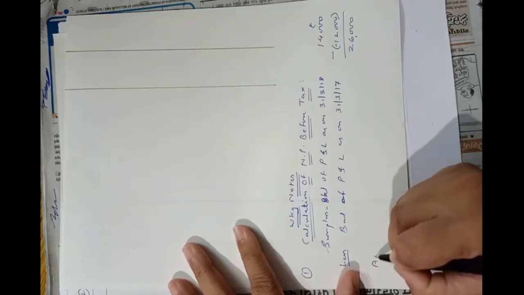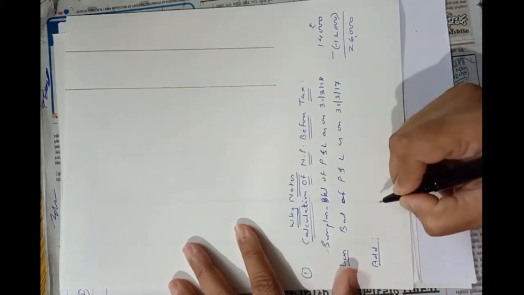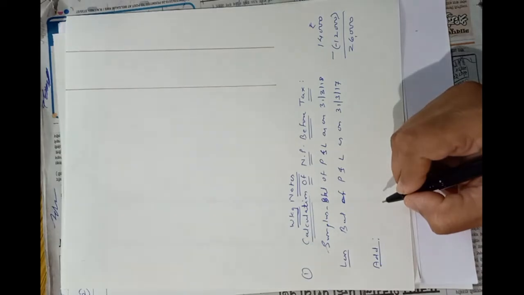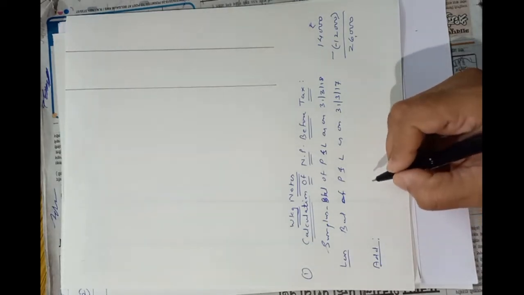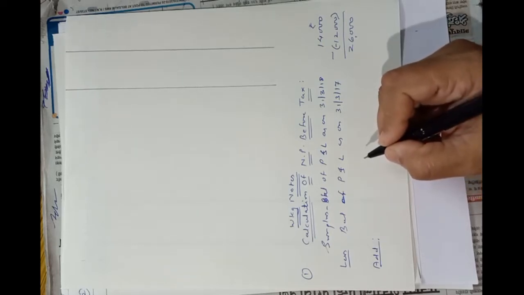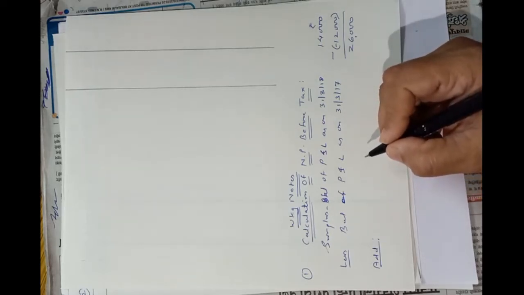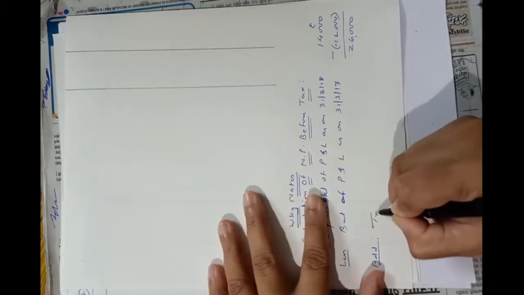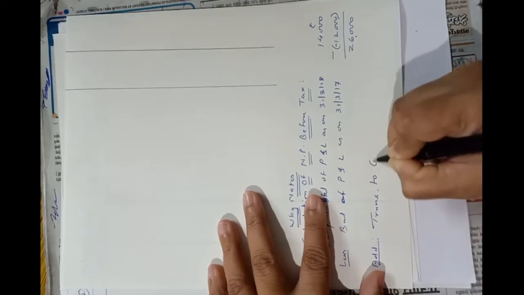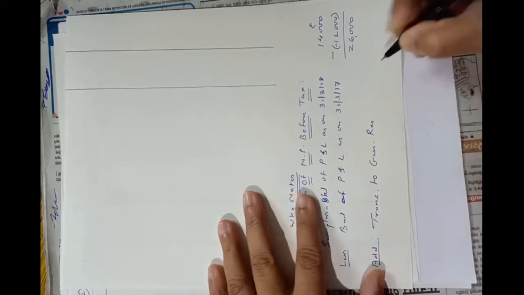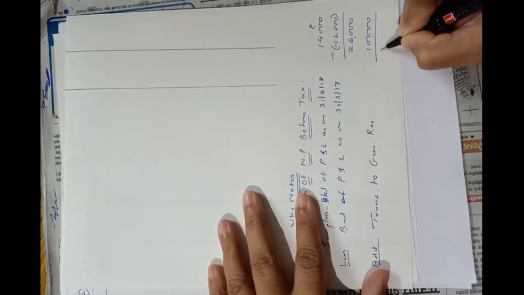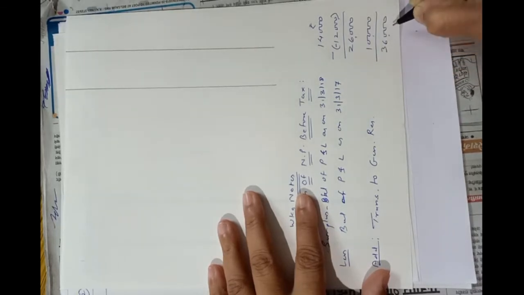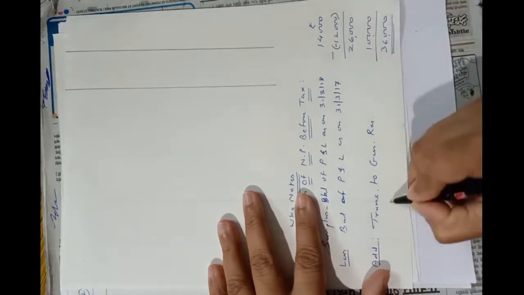Now in this amount we have to add amount transferred to general reserve. We have discussed the problem already and we know that on 31st March 2017 general reserve balance is 20,000 and on 31st March 18 it is 30,000, means 10,000 rupees were transferred to general reserve. So add transferred to general reserve, it is 10,000. So total amount is 36,000, which is net profit before tax.